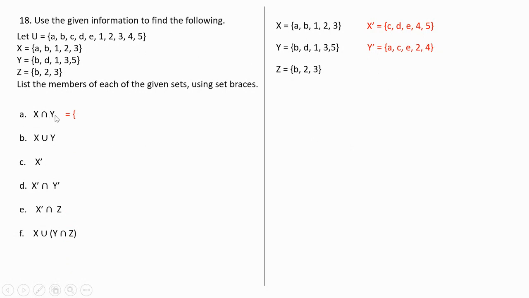A part means X and Y, and this symbol means and, or intersection. Or I like to say also, what do they have in common? For another understanding. So you go to X and Y. These two here, what do they have in common? They have in common a B, a 1, and a 3. And that's it. So that's the answer for X intersect Y, or X and Y.